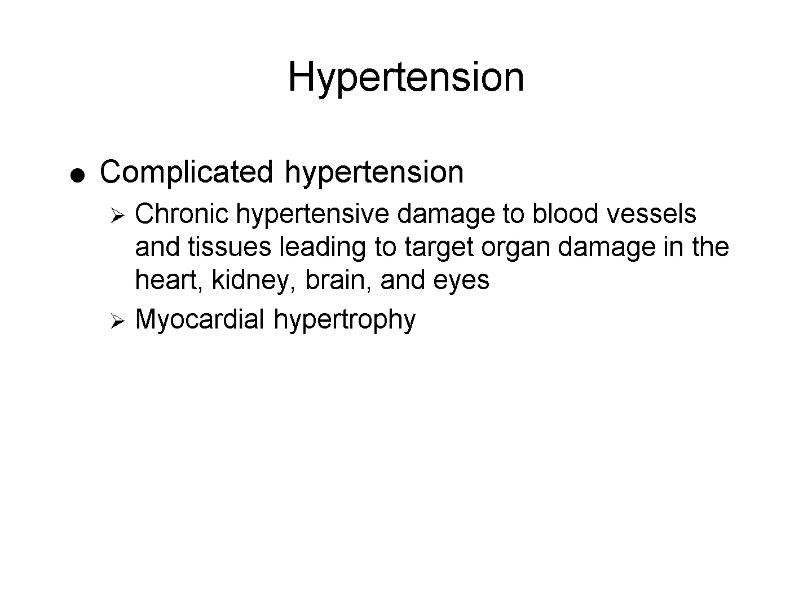Complicated hypertension refers to chronic damage caused by sustained high blood pressure, leading to injury in the heart, kidneys, brain, and eyes. One major consequence is myocardial hypertrophy, where the heart muscle thickens. Early detection and aggressive management can reduce the risk of target organ damage.